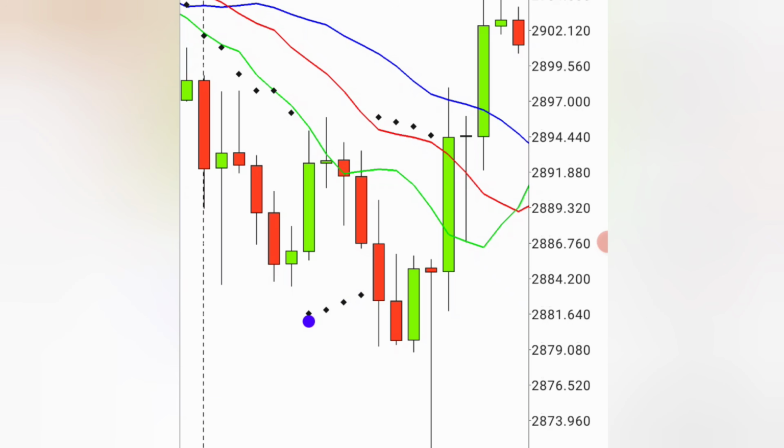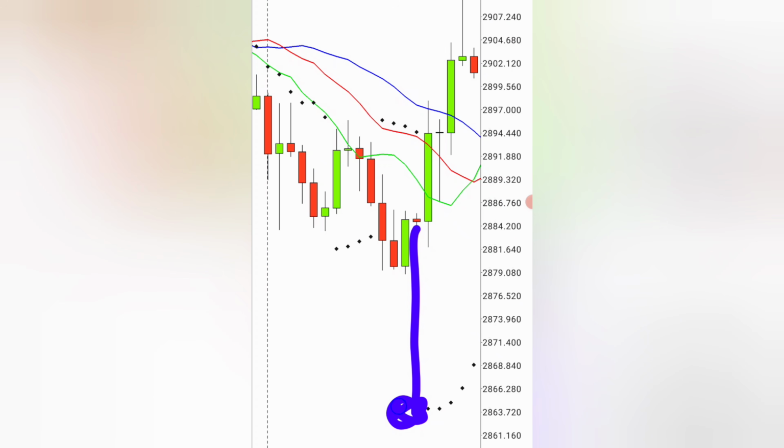But remember, you only have 1, 2, 3, 4 candles, which means 1, 2, 3, 4 candles where you must actually exit. So at this actual candle way below here, this way you must actually exit before it actually retraces and starts to go back up.